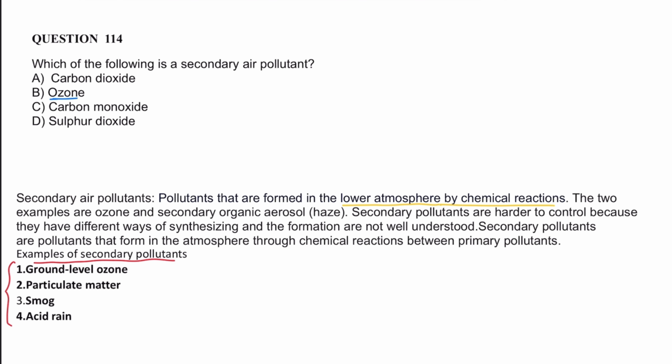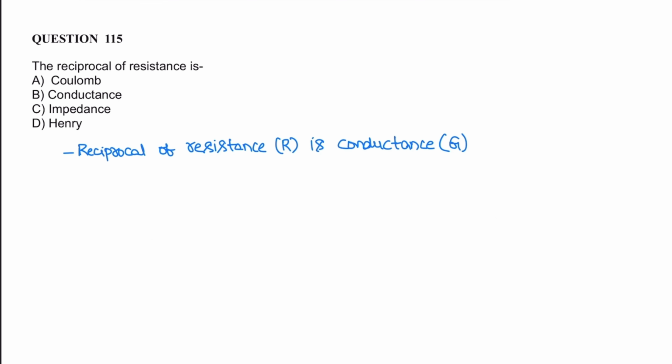Next question. The reciprocal of resistance is? The reciprocal of resistance is conductance. So the correct option is B. Conductance G is equal to 1 by R.